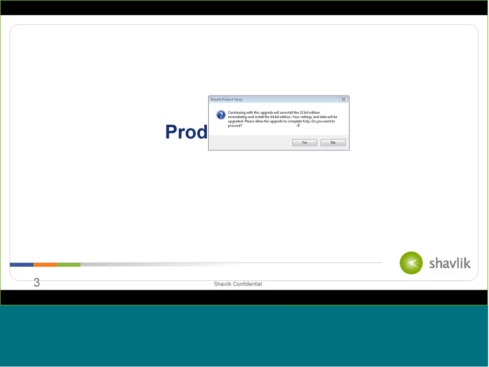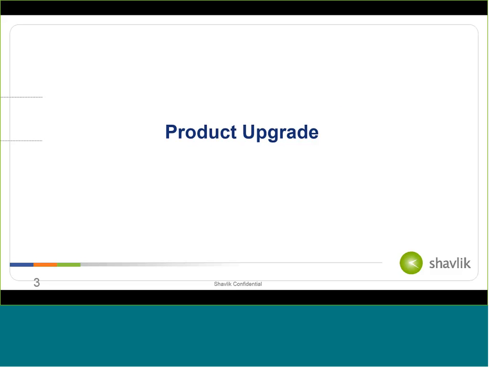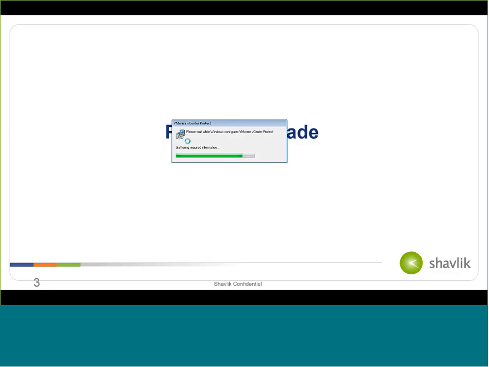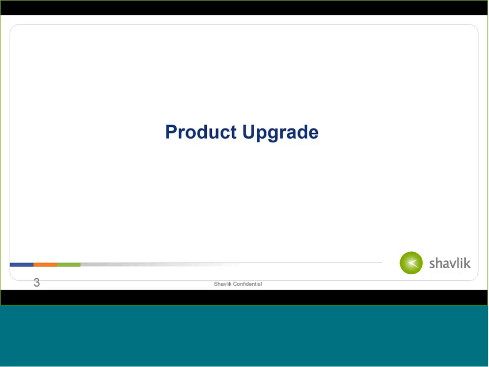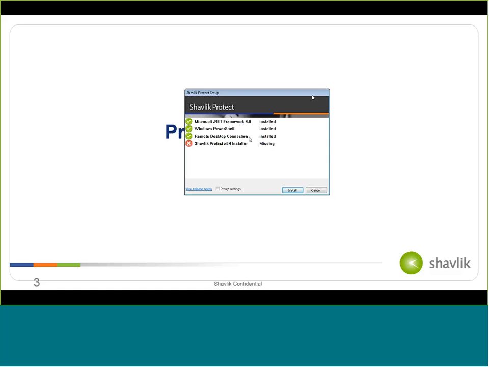Your settings and data will be upgraded. You don't have to worry about any of that. We'll take care of all that for you. But just be aware that's what this question is for. So say yes to that. And you're going to see that it's going to be uninstalling the current 32-bit edition, and then we'll get to the prereq installer. And you can see here the prereq installer has now come up, and it's looking at my system.